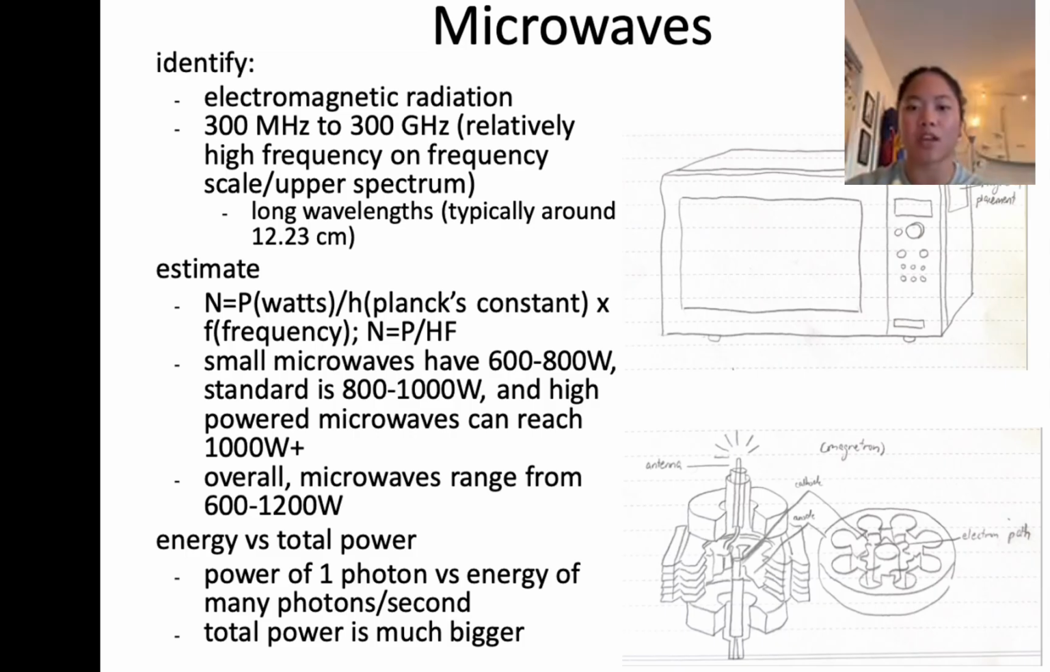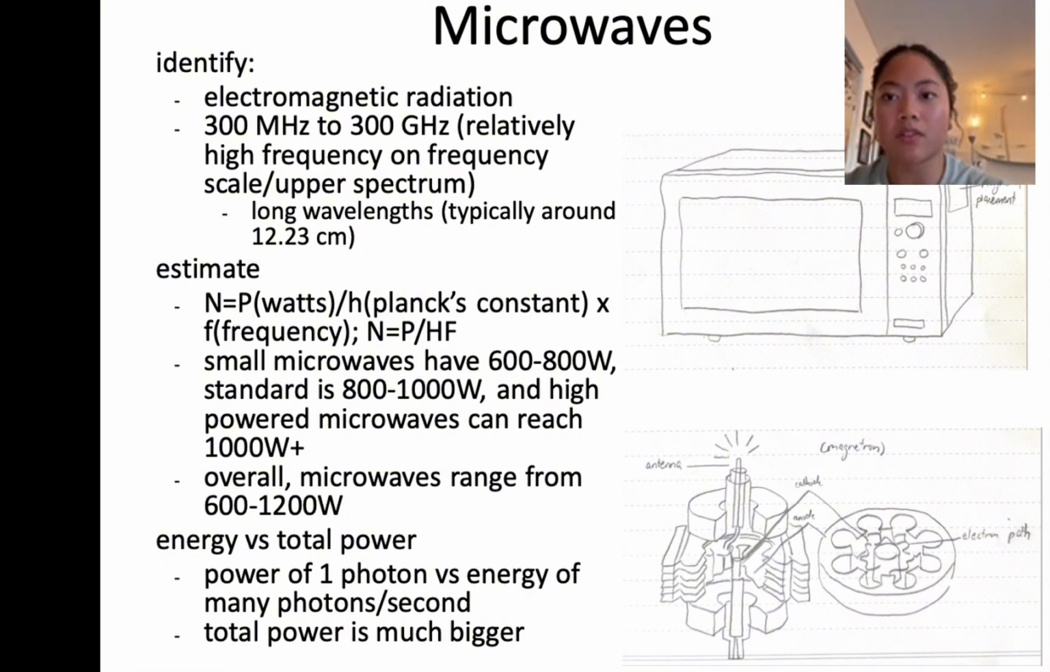Hi, my name is Julianne, and I'll be talking about microwaves. So microwaves use electromagnetic radiation ranging from 300 megahertz to 300 gigahertz on the frequency scale. This is a relatively high frequency, as it is more on the upper end of the spectrum.